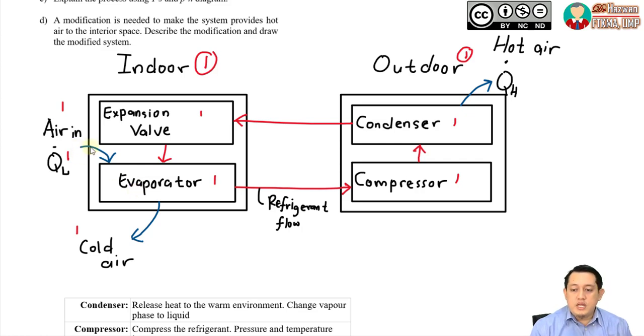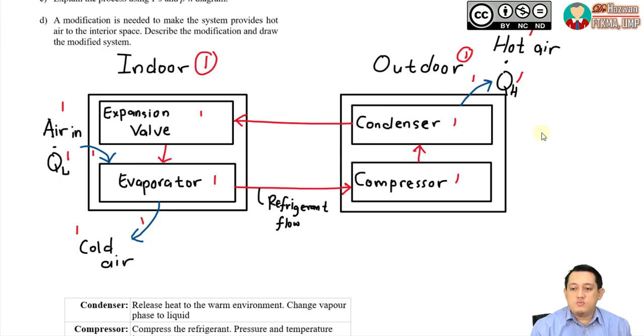To show the movement, I need you to draw the arrows here. So arrows are also 1 mark each. Then for the condenser, heat will be transferred, or released, to the environment. So we have QH and also hot air. Hot air is another 1 mark, QH is also 1 mark, and the movement here will be another 1 mark. If you calculate, the total right now is 14 marks.